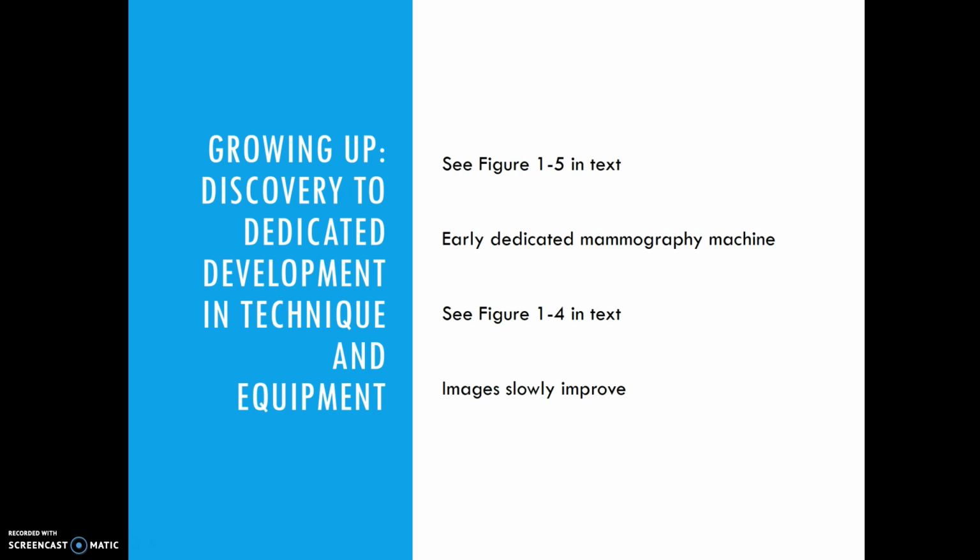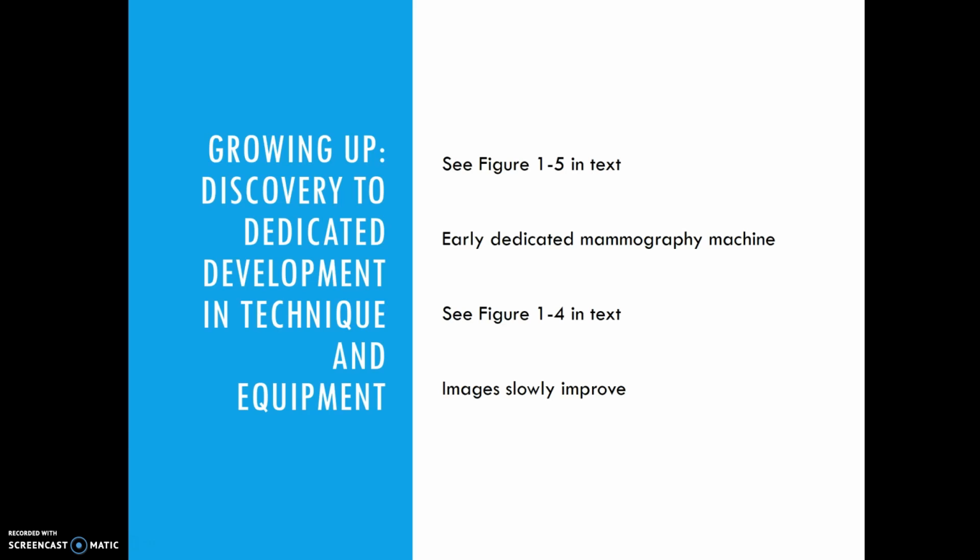So they worked more and more on getting more dedicated equipment, and there was one company in France called CGR, who developed the first dedicated mammography machine. And you can see a picture of that machine in figure 1-7 on page 6. So they look very much like what our equipment looks like today. Can't do everything that our equipment does today, but really the setup or the configuration is pretty much the same.